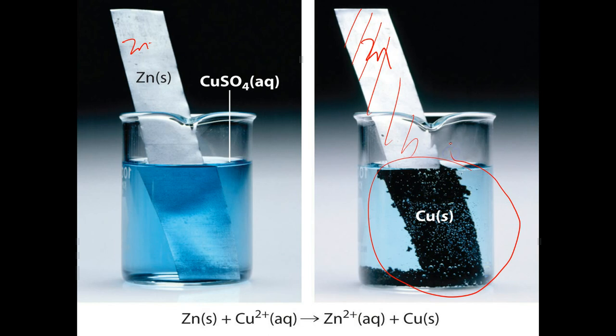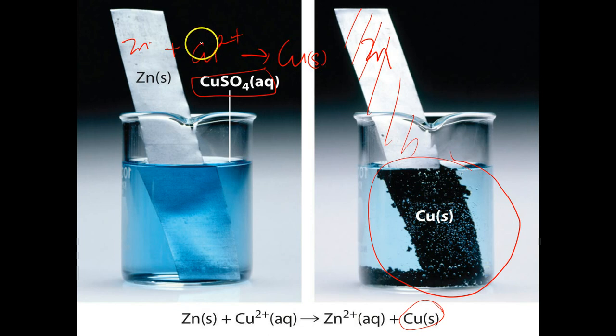So, what is this substance? This is actually copper. So, where did the copper come from? There's only one place where the copper could have come from, and that is the copper sulfate, Cu2+. So, Cu2+ must have reacted with zinc to give you Cu, solid. Then what about the zinc? Where did the zinc go?